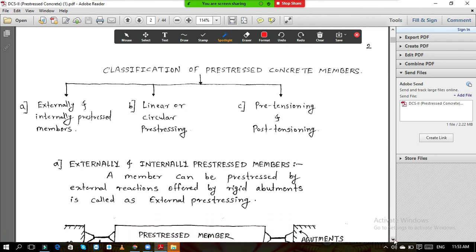So this is the classification of prestressed concrete. Okay, so classification of prestressed concrete members. First, externally and internally prestressed members. This is the first classification. Then second, based on linear or circular prestressing, that is the type of prestressing. And third is the pre-tensioning and post-tensioning. So these are the three basic points along which we will classify the prestressed concrete members.